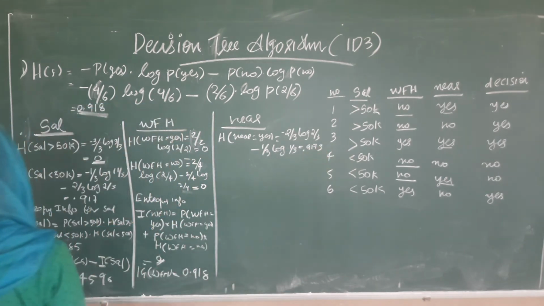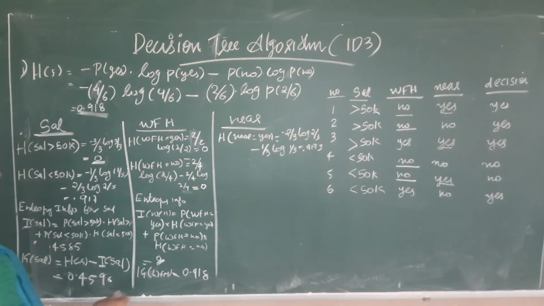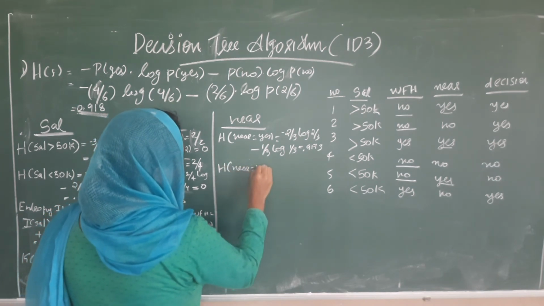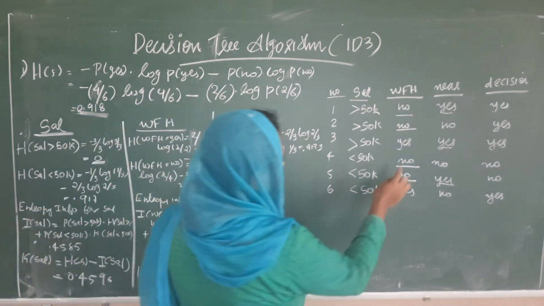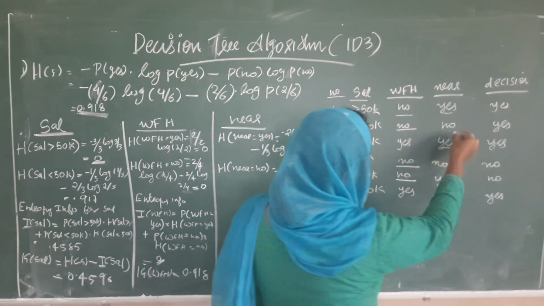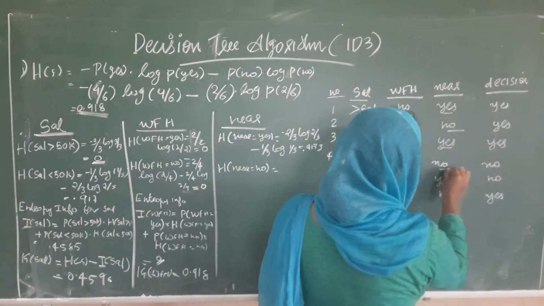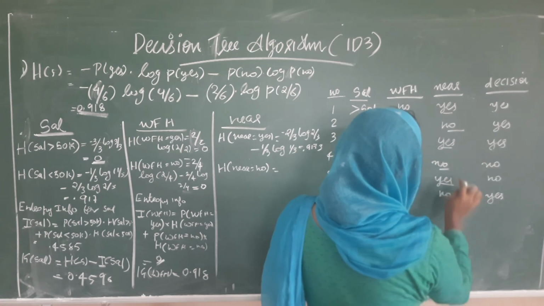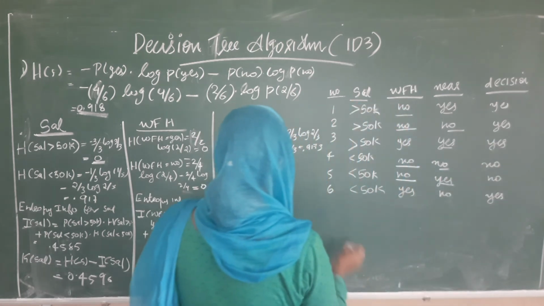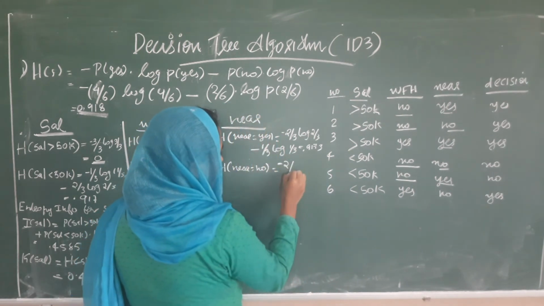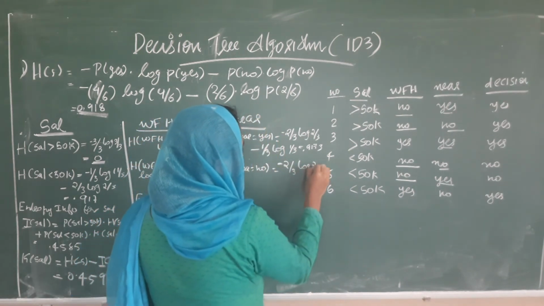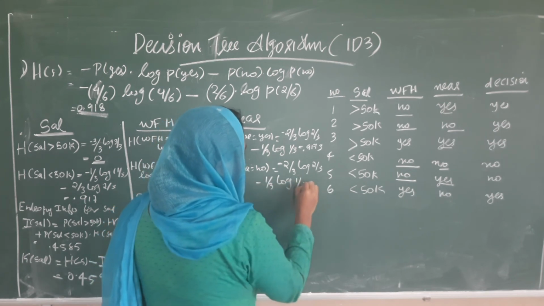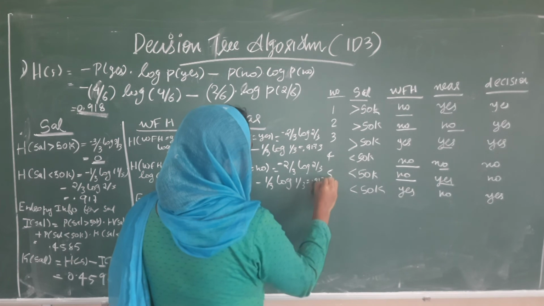Okay. Now you have to calculate H for near is equal to no. When near is no, here near is no and it is yes, here near is no and it is no, here near is no and it is yes. So when near is no, it is 2 by 3 yes. Okay. So the same calculation, 2 by 3 log 2 by 3 minus 1 by 3 log 1 by 3. So you will get the value 0.9173.